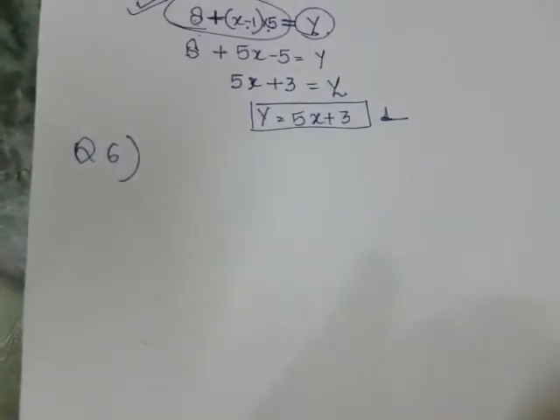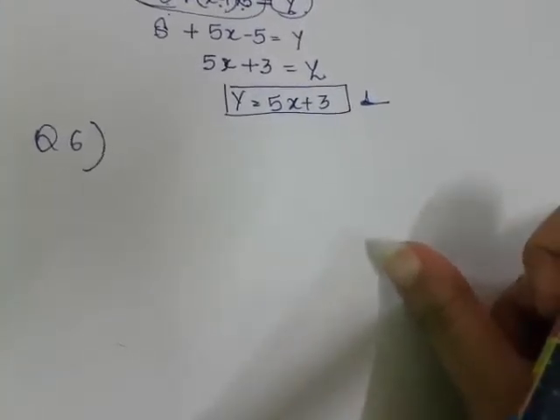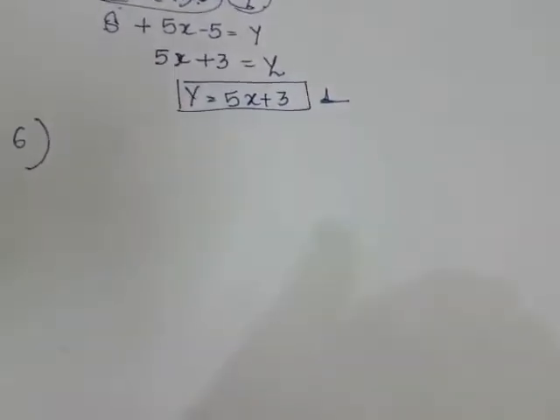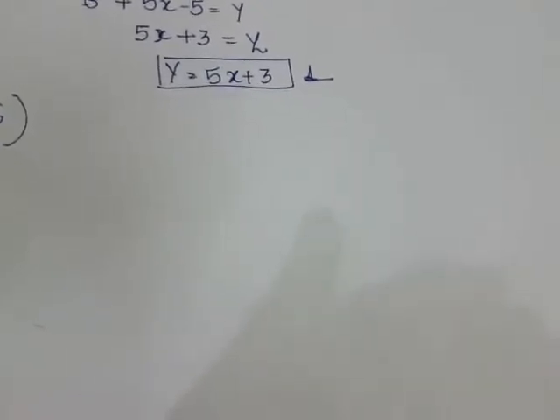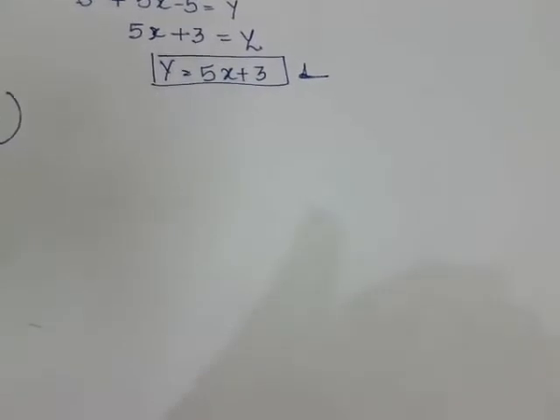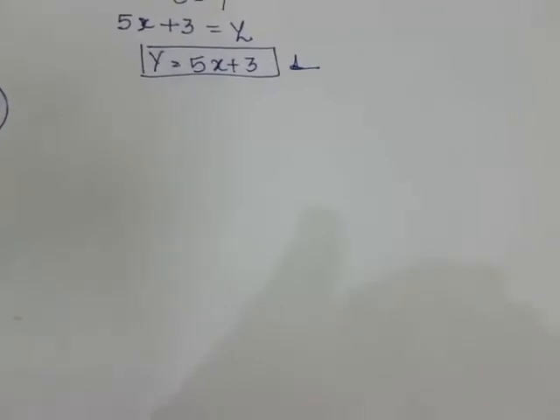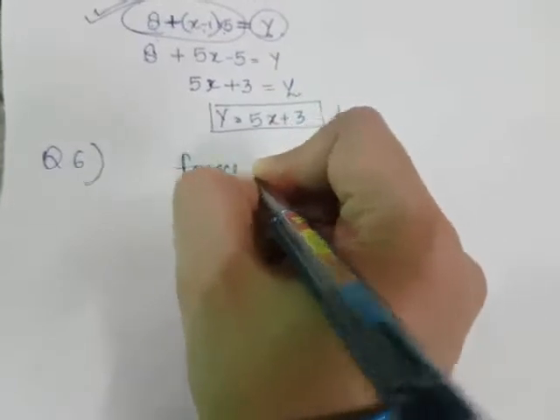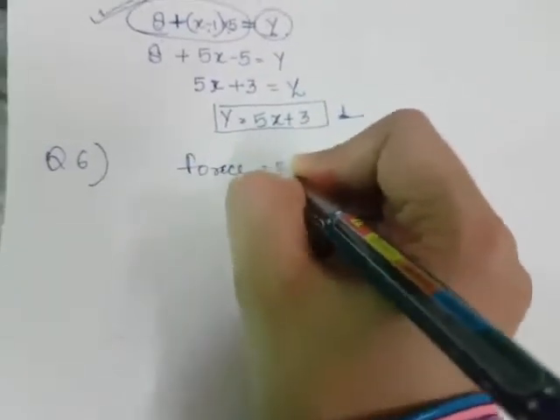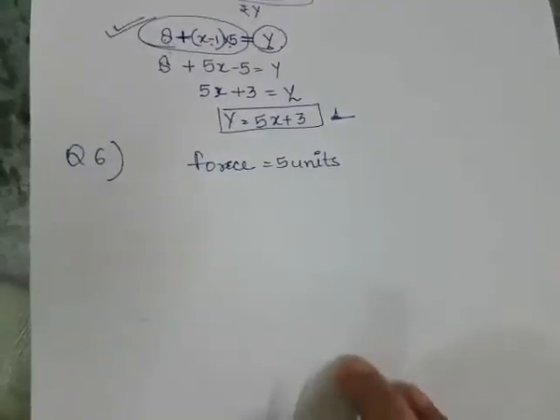Now next is question number 6. Question number 6 is, if the work done by a body on application of a constant force is directly proportional to the distance traveled by the body, express this in the form of equation in two variables and draw the graph. Okay, only they have given you the force, constant force 5 units. What they have given, only the constant force is equal to 5 units. Before telling this, I want to explain you something.